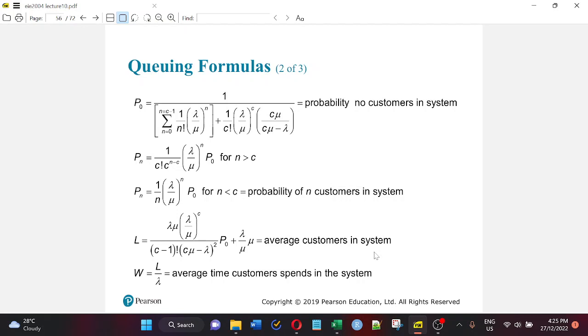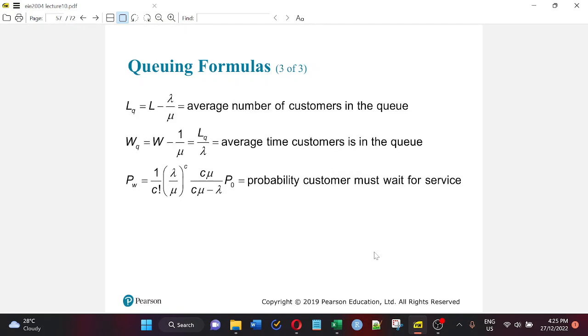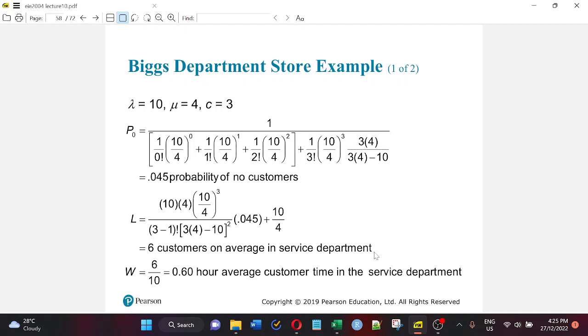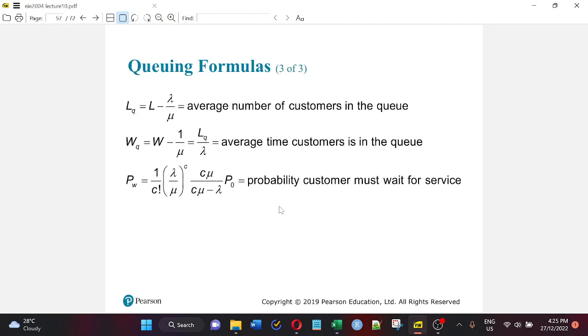And this is the formula, and I would say that the hardest one is actually P naught, but not that hard, not like the previous one. So now let's take this example where the arrival rate is 10 and the service rate is 4, and there are 3 counters, or there are 3 servers. And first we want to compute P naught. So this is how you compute P naught.